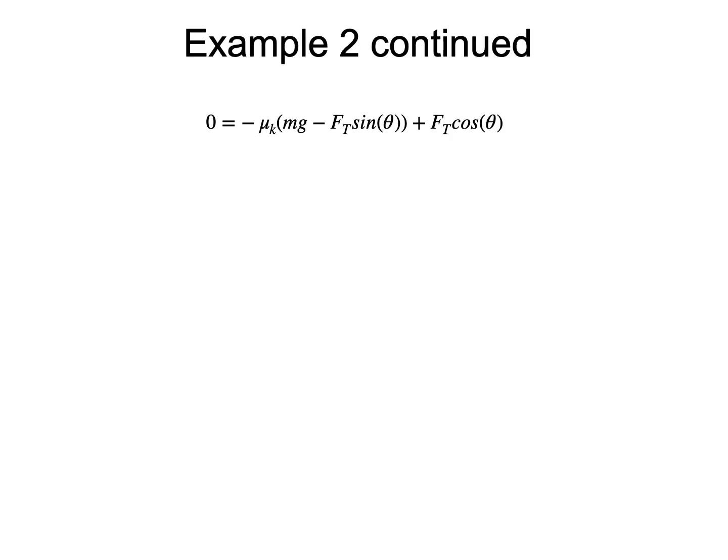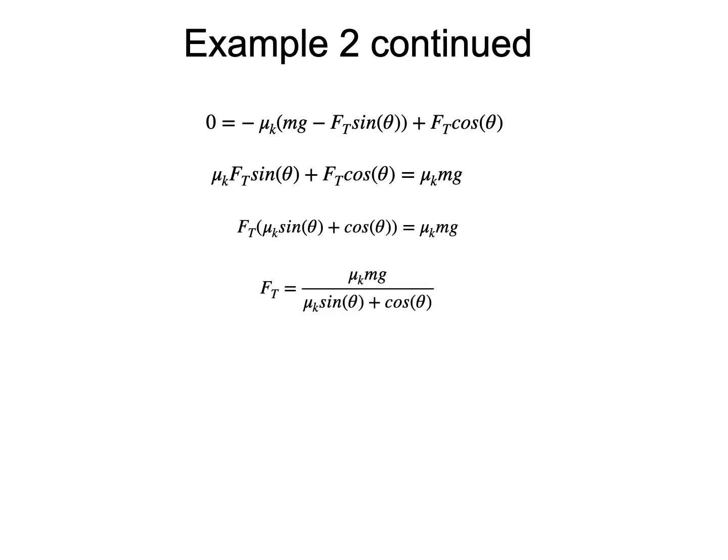Written here is the last equation from the previous slide. We want to isolate for Ft. The first thing to do is to collect the terms with Ft together on one side of the equation and leave the rest for the other side. Next, we can factor out Ft, which allows us a way to isolate Ft.